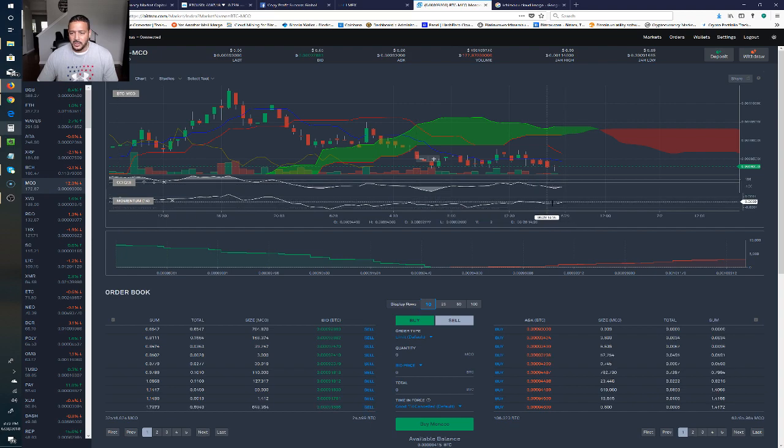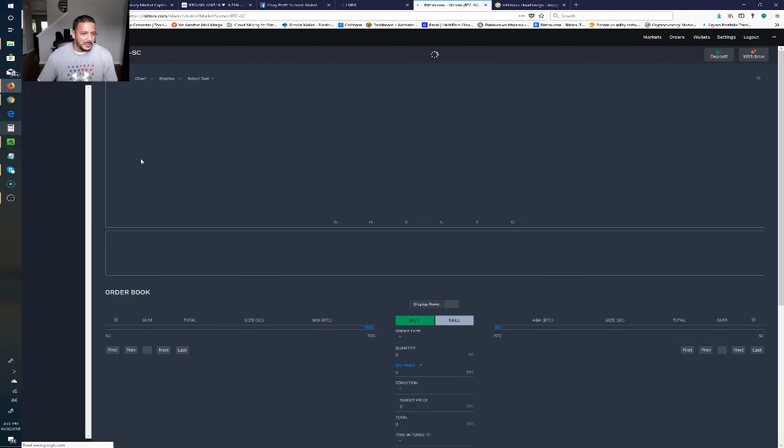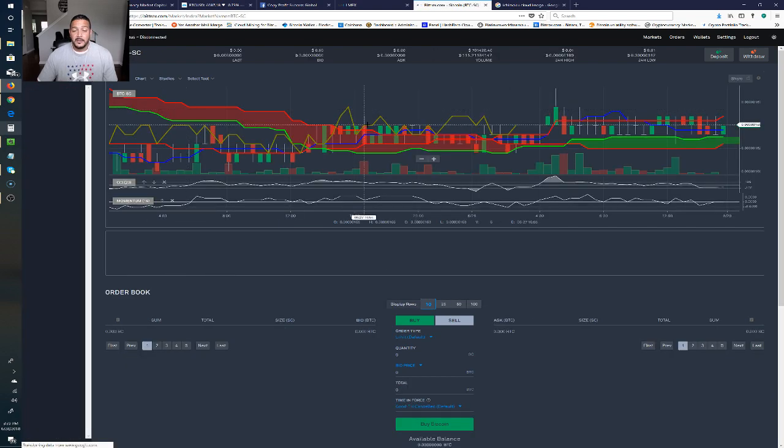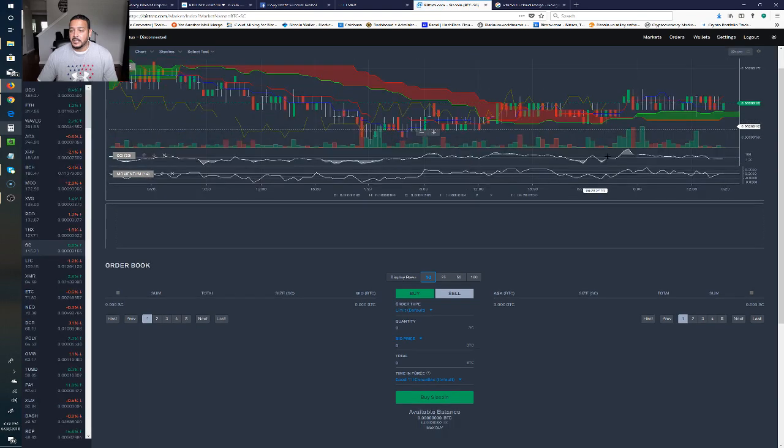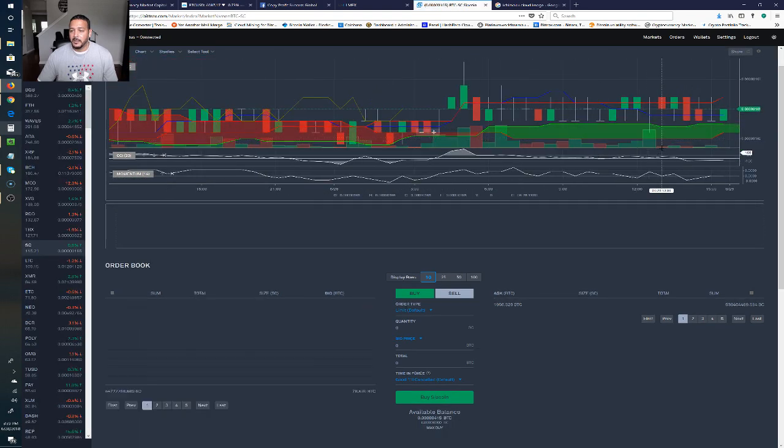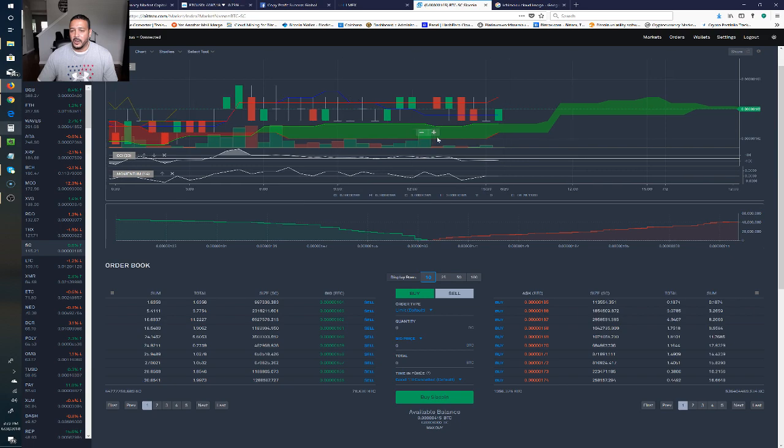The momentum indicator is showing it's going to go up a little bit, but it's still below the cloud. I would not buy that coin right now. Let's look at Saya coin. Saya coin is another coin. See, this is a coin that's a possibility. Okay, this is a possibility that you can get into this coin.